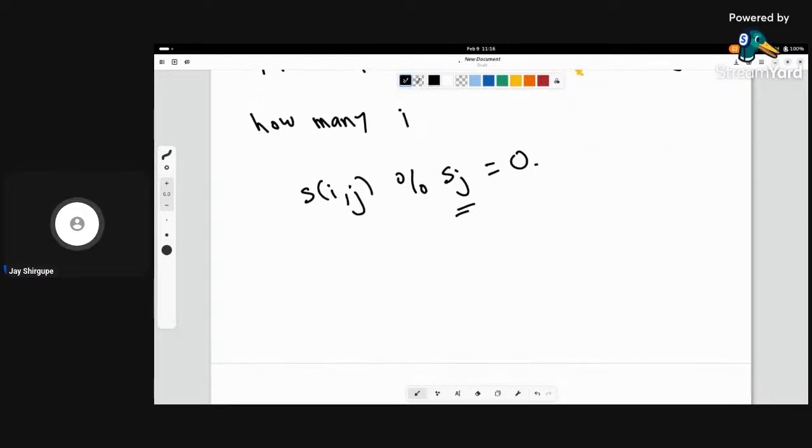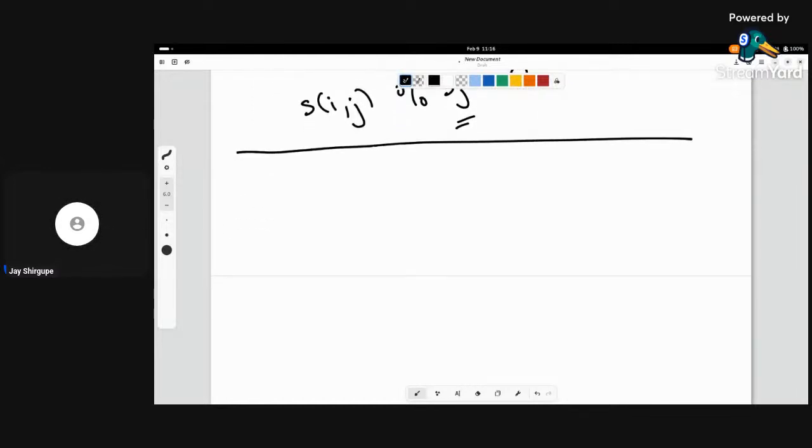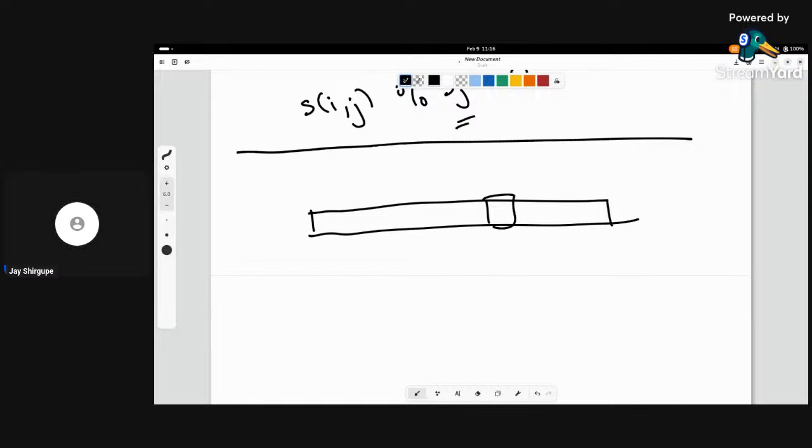So we're up to this point. We have fixed our j. We have the digit that we want to divide by, and we want to see how many i there are. Now let's look at some pair i, j, which is a valid pair. So you have this j, and you are at this i.